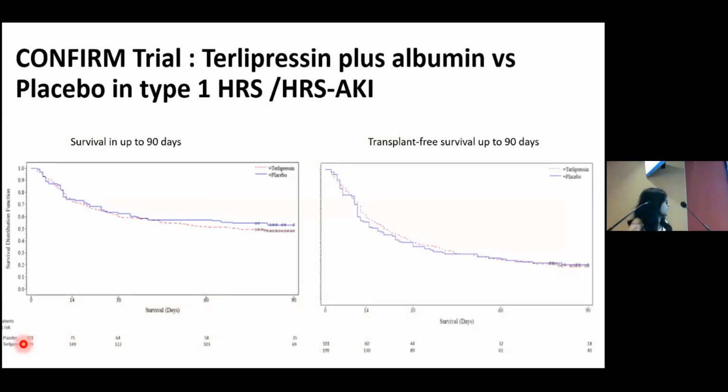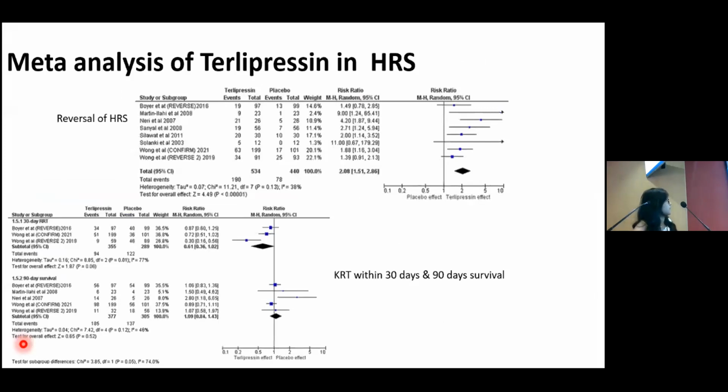If we see the survival up to 90 days and transplant-free survival up to 90 days, both the placebo and the terlipressin groups have similar survival. So the mortality benefit of the terlipressin plus albumin group is uncertain, although it can reverse the HRS. This is a meta-analysis of terlipressin in HRS. You can see terlipressin can reverse the HRS, and this is the requirement of dialysis. It can reduce the requirement, but we can't say much that terlipressin has a survival benefit. It's uncertain.